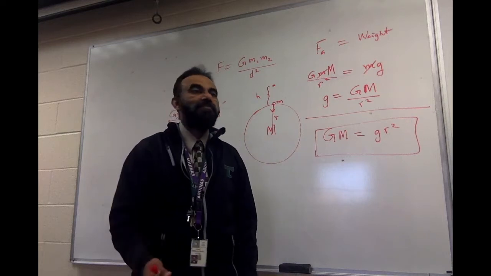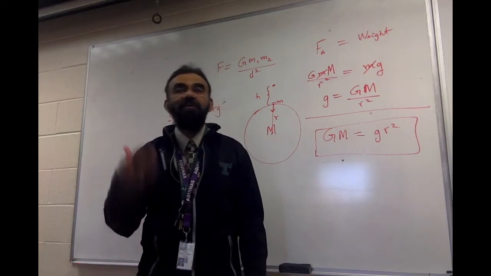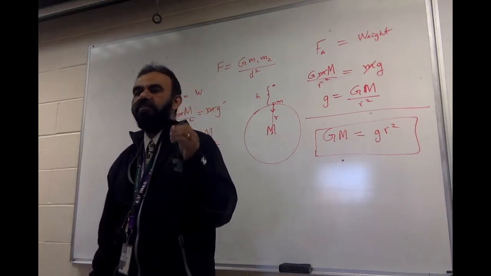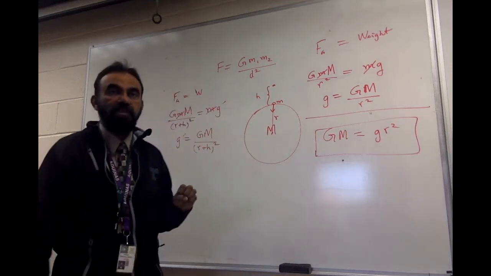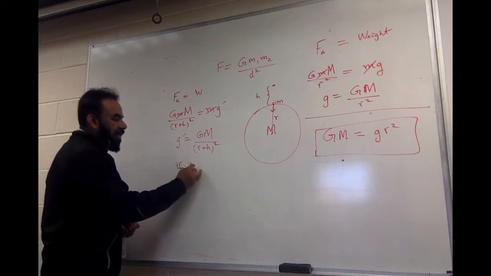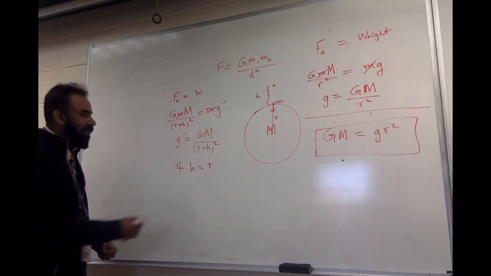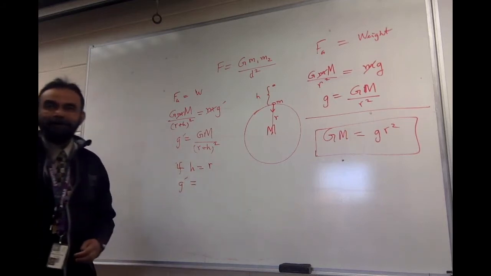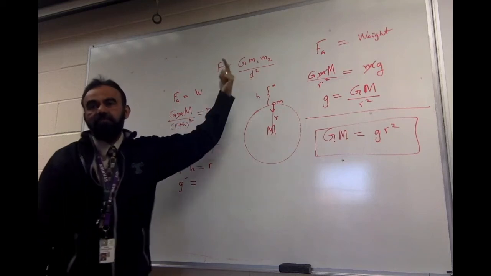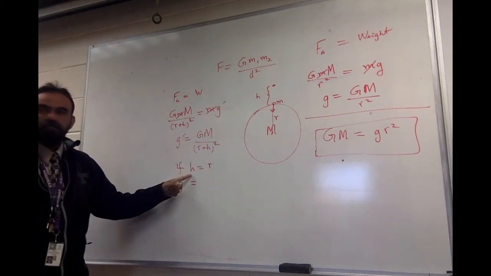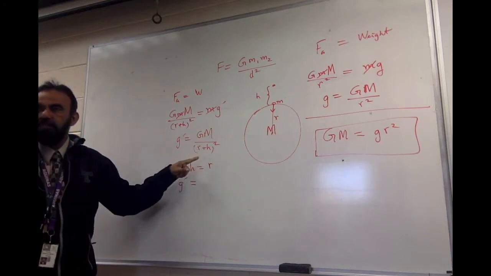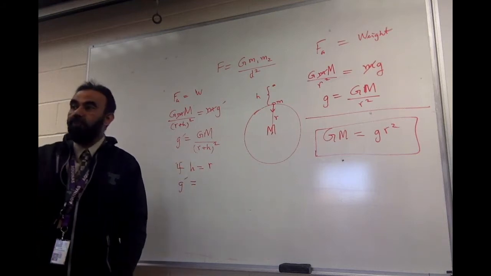So every planet, every star, every object in the universe will have a certain acceleration due to gravity. You understand? And that changes according to the height, like this. So if h is equal to r, what will be the g prime? If h is equal to r, that means you've gone exactly one radius higher. What will happen to the denominator? It will be 2r. So 2r the whole square is 4r square.